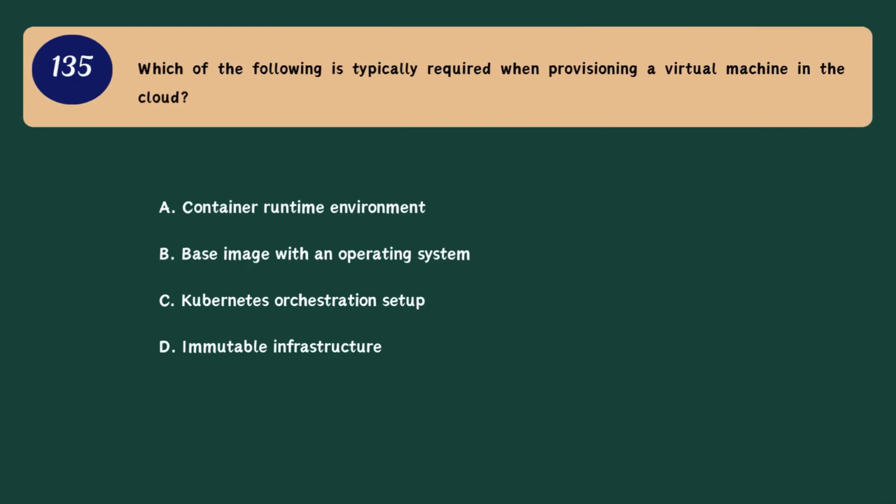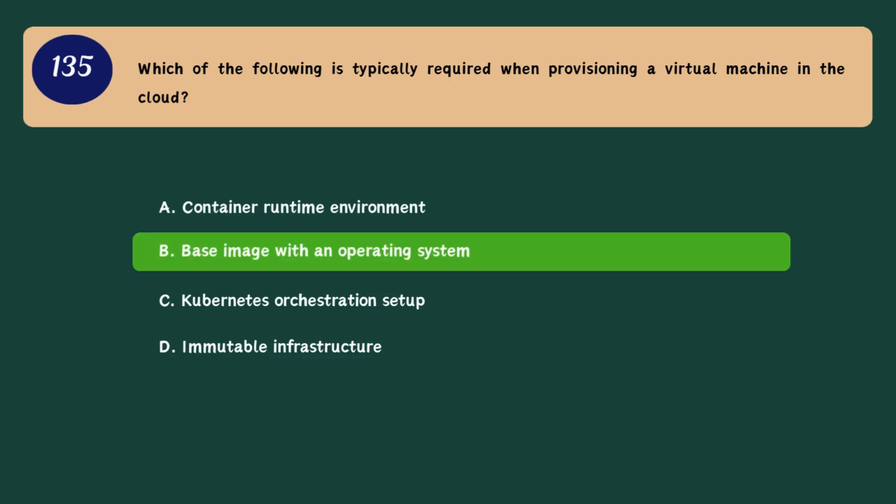Question 135. Which of the following is typically required when provisioning a virtual machine in the cloud? A. Container runtime environment. B. Base image with an operating system. C. Kubernetes orchestration setup. D. Immutable infrastructure.